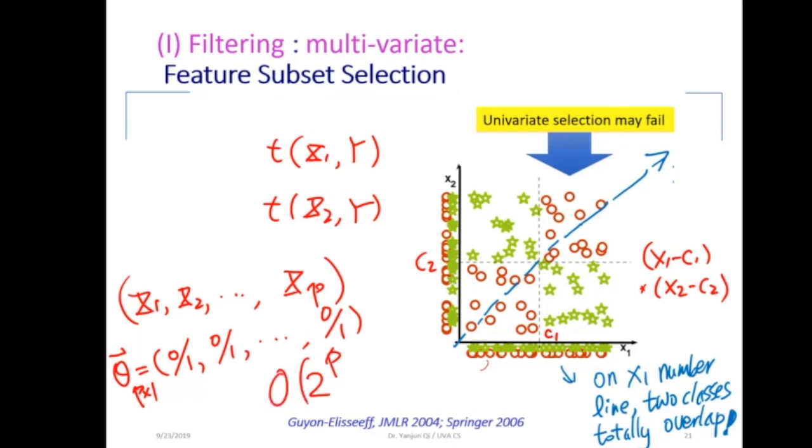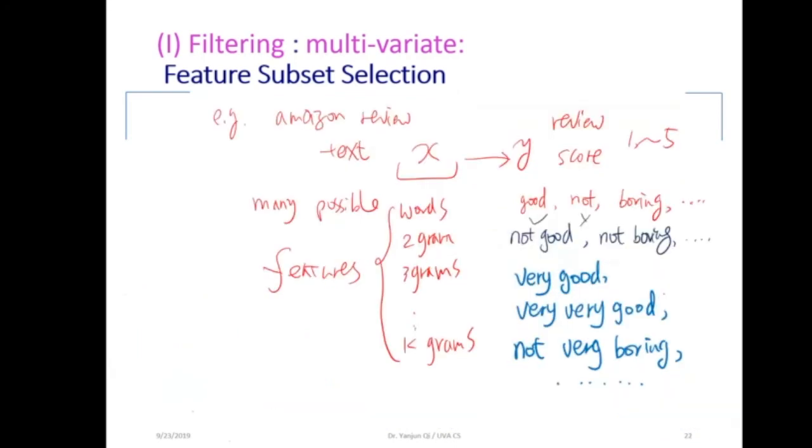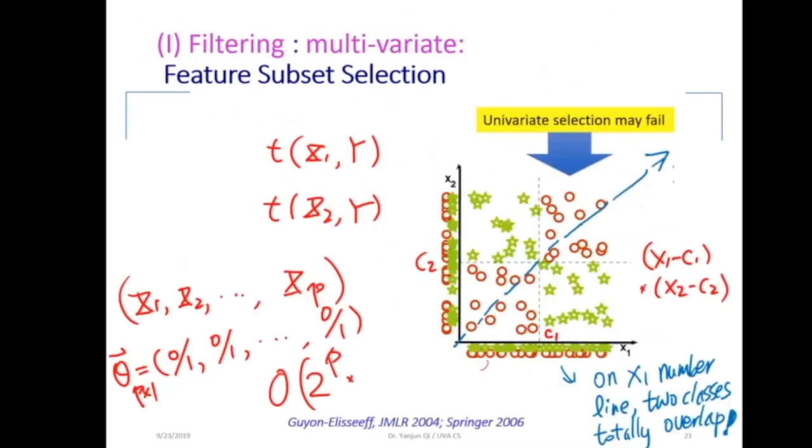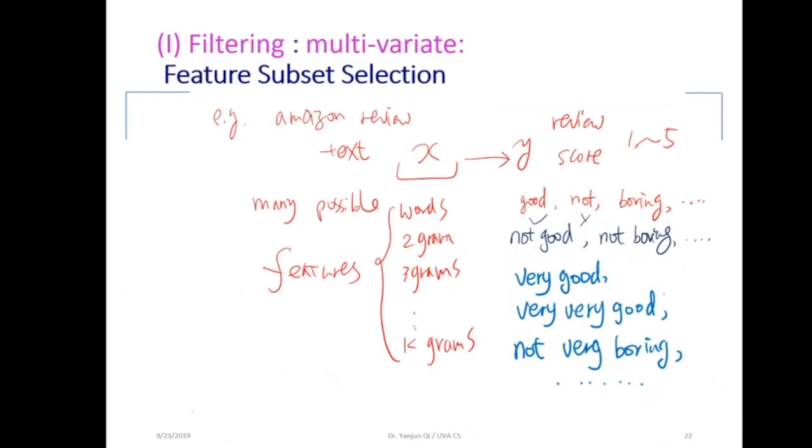So this is O of 2 to the p times the cost of evaluating a specific theta. This search space is extremely large. And yeah, of course, 2 to the p, right? All right, but still, this type of feature is very, very important.